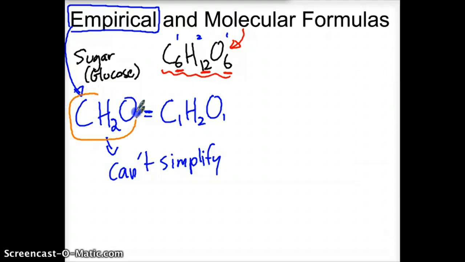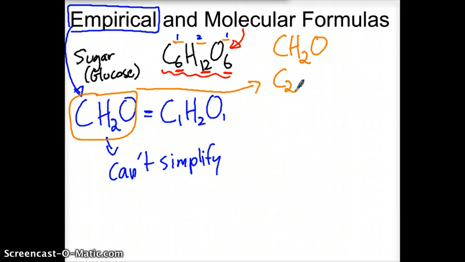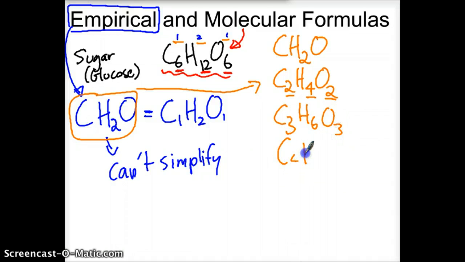So for example, if we took this empirical formula, let's write some molecular formulas for it. The way we would do that is we just change the number of each atom while keeping the ratio of 1 to 2 to 1 the same. So we could have CH2O. We could have C2H4O2, because the ratio is still 1 carbon for every 2 hydrogens for every 1 oxygen. We could have C3H6O3. We could have C4H8O4, on and on and on.